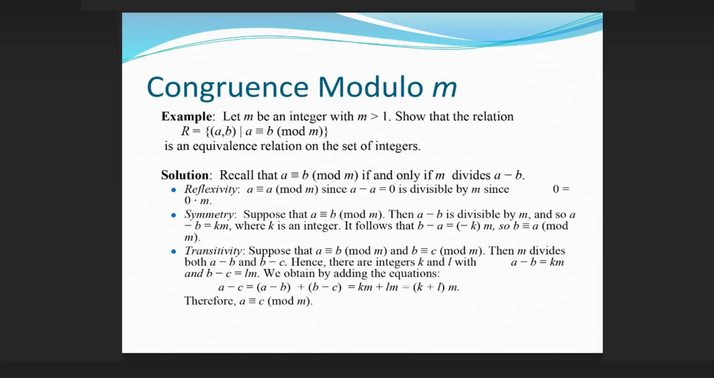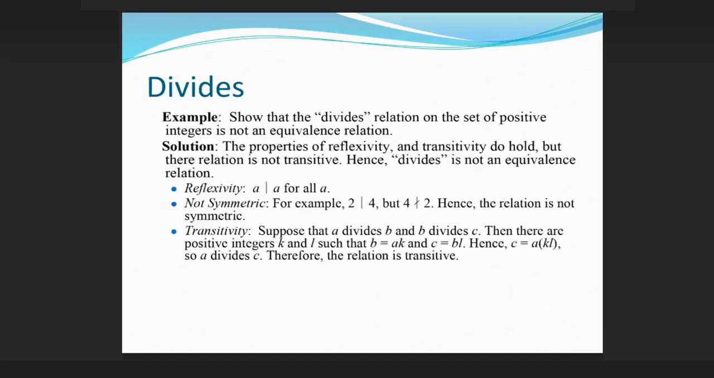We obtain, by adding the equations, a − c = (a − b) + (b − c) = km + lm = (k + l)m. Therefore, a ≡ c (mod m). Example: show that the divides relation on the set of positive integers is not an equivalence relation. Solution: the properties of reflexivity and transitivity do hold, but the relation is not symmetric. Hence, divides is not an equivalence relation.